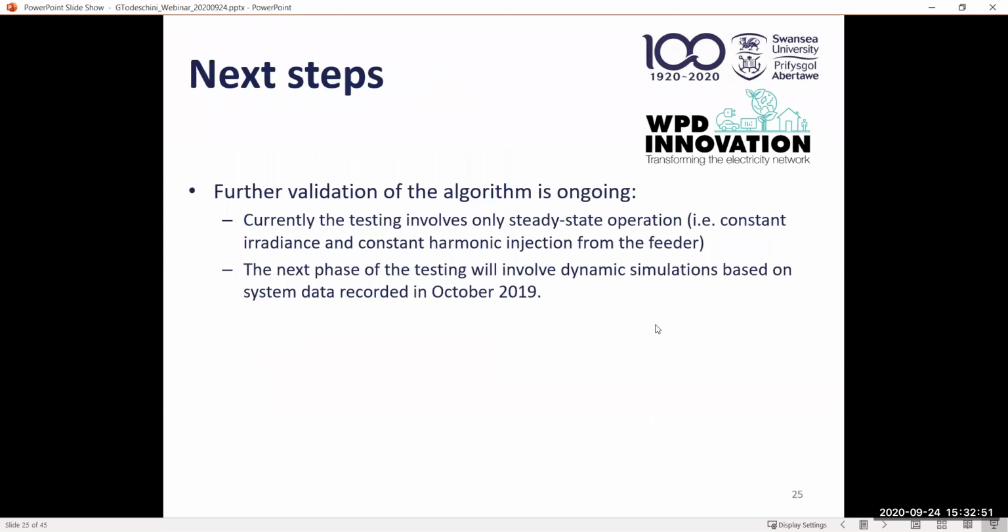The next step is to continue the validation of this algorithm, in particular looking into dynamic operation. And then we also want to validate the operation of the algorithm using a dynamic simulation based on system data recorded in October 2019.